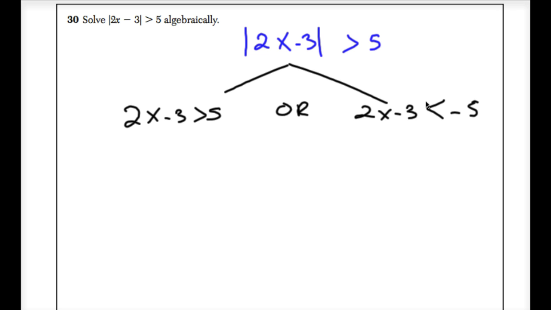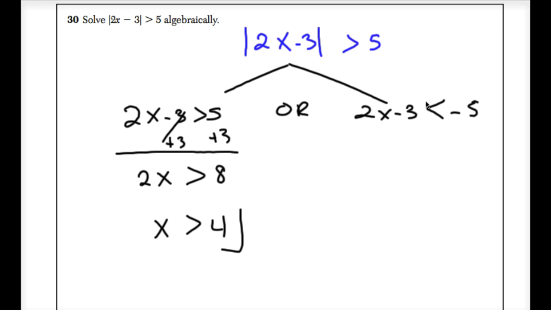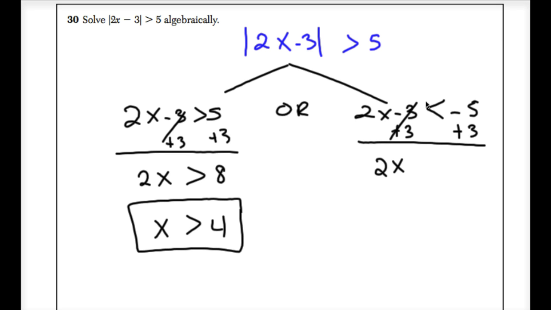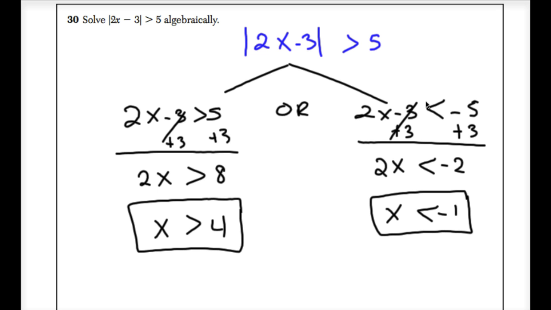Go ahead and solve this. I will add 3 on both sides, which some of you don't even need to write. I have 2x is greater than 8, and then I have x is greater than 4 by dividing both sides by 2. Now that's one of my answer choices. Add 3 on both sides. I have 2x is less than -2, and then I have x will be less than -1, again by dividing by 2. So solving that algebraically is telling you that these two are my answer. This is my answer along with that. So there are 2 answer choices for this.